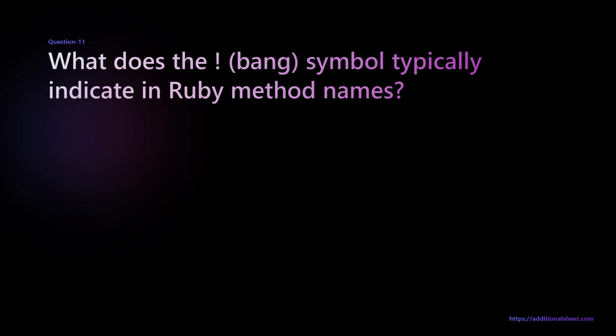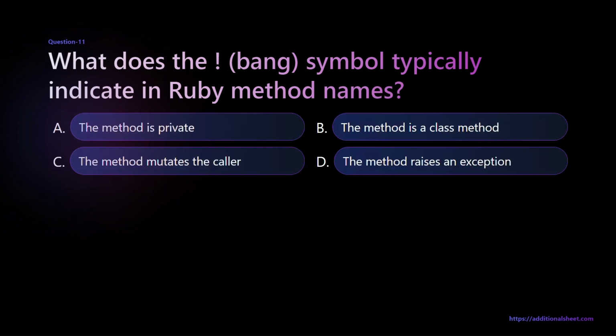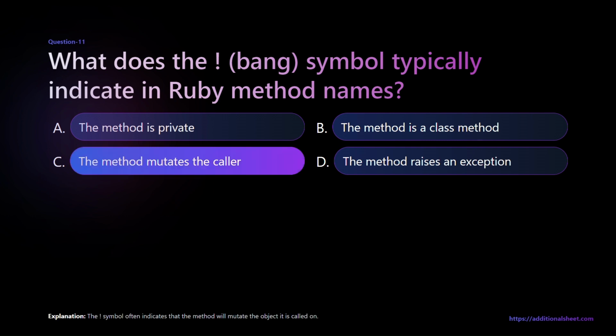What does the bang symbol typically indicate in Ruby method names? Option A, the method is private. Option B, the method is a class method. Option C, the method mutates the caller. Option D, the method raises an exception. The correct answer is option C, the method mutates the caller.